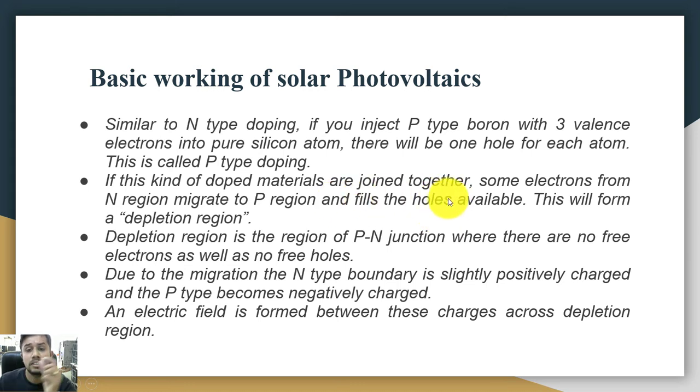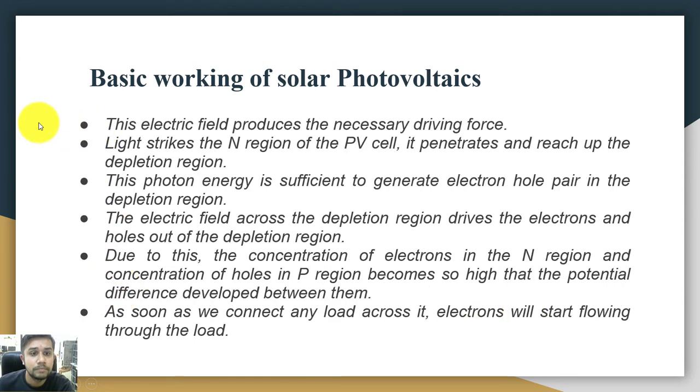In the region near the junction between P and N, electrons and holes recombine, and this forms the depletion layer. This depletion region is the region of the p-n junction where there are no free electrons as well as no free holes, so no conduction takes place in this depletion region. Due to the migration, the n-type boundary is slightly positively charged and the p-type boundary becomes negatively charged. An electric field is formed between these charges across the depletion region.